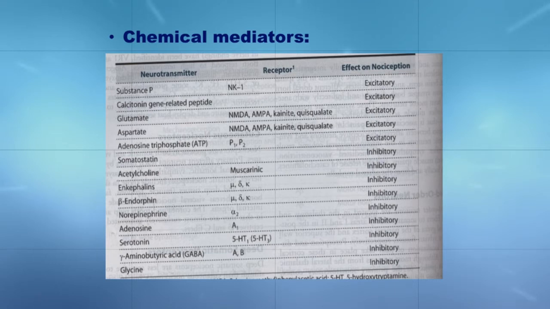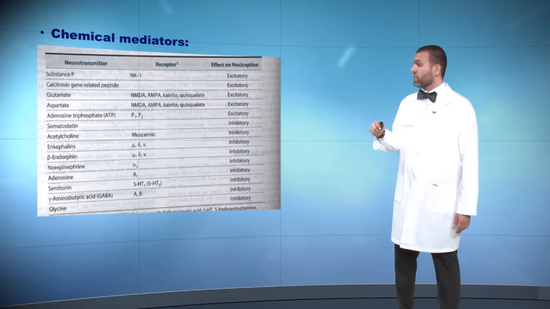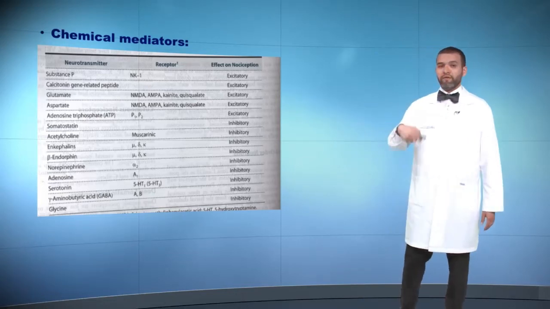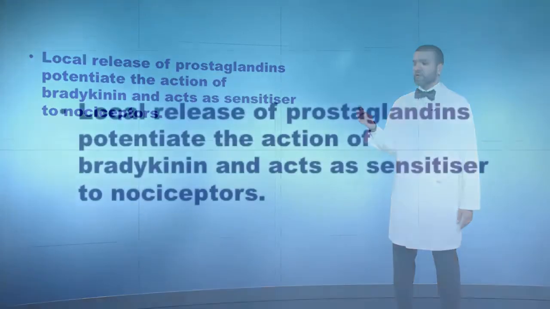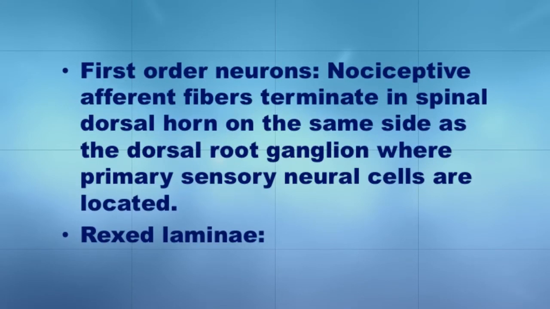The inhibitory effect usually comes after completing the loop through the spinal cord, going to the perception of the brain and going back through the descending pathways. Norepinephrine and serotonin are inhibitory either at the spinal cord or peripherally. The release of prostaglandin usually potentiates the action of bradykinin and acts as a sensitizer to the nociceptors.